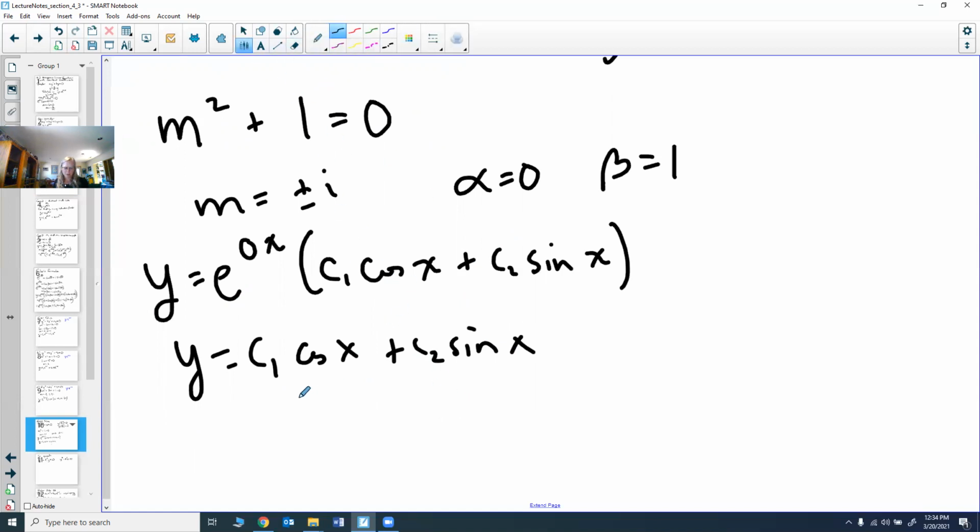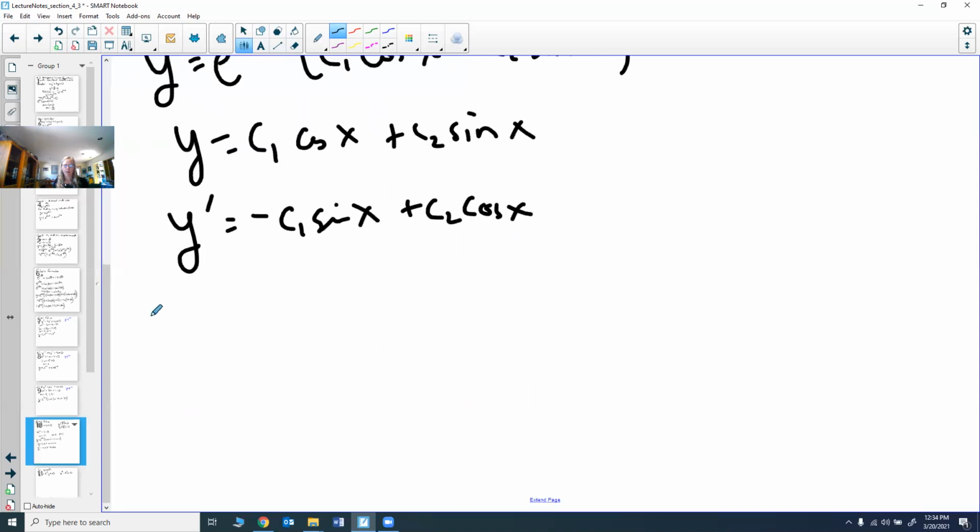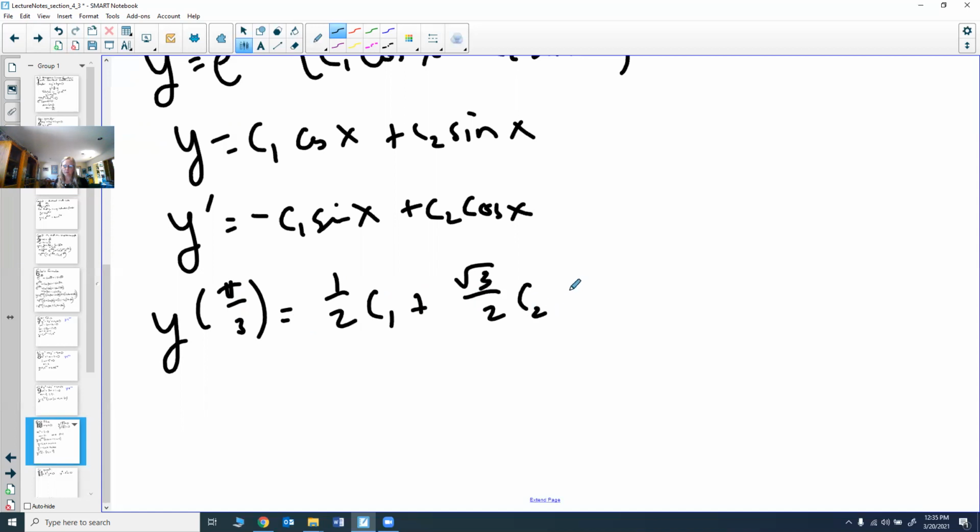the initial conditions. We need to know what y prime is to do the initial conditions. So let's find y prime. That'll be minus c1 sine x plus c2 cosine x. And we had y of pi thirds. That'll be c1 times the cosine of pi thirds, and the cosine of pi thirds is 1/2. So 1/2 c1 plus c2 times the sine of pi thirds. The sine of pi thirds is square root of 3 over 2 times c2, and that's going to equal 0.